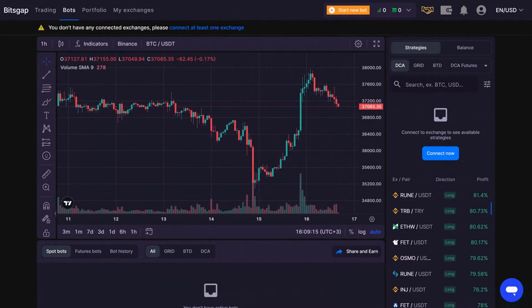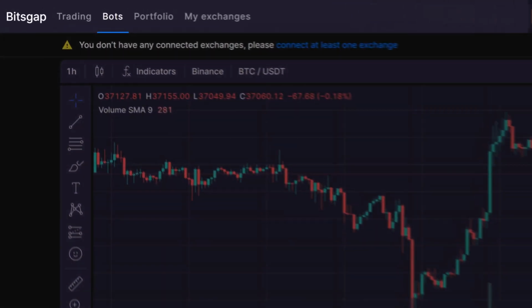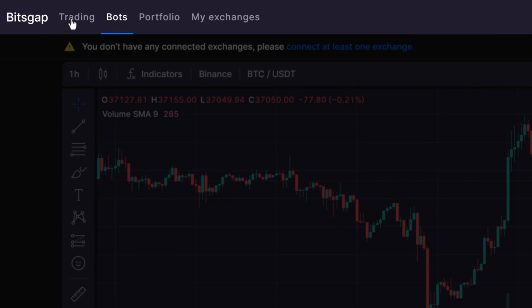Are you looking for the easiest crypto trading platform to elevate your trading game? Dive into the sophisticated interface of Bitsgap, your all-in-one solution for crypto trading. At the very heart of Bitsgap is the top navigation bar.